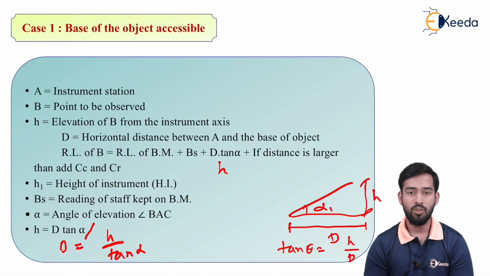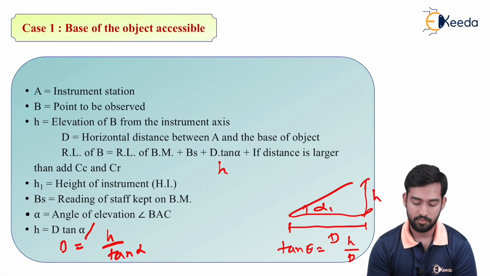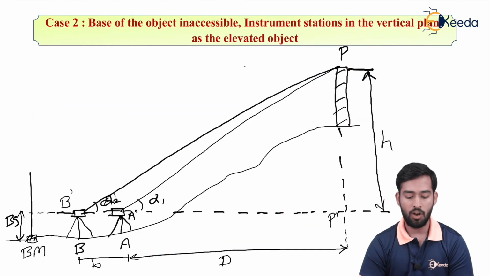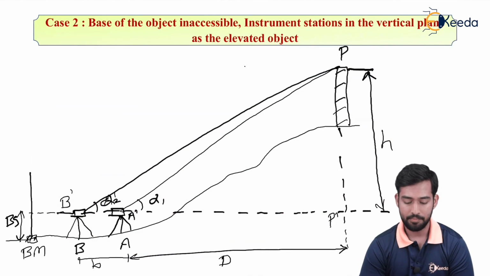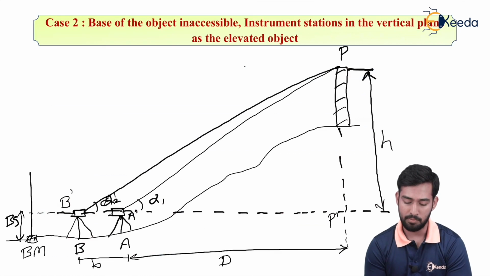Now moving on to the next point. Next case was: the base of the object is inaccessible, and the instrument station is in the vertical plane as the elevated object.